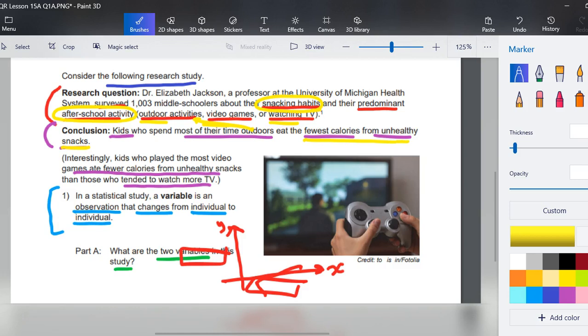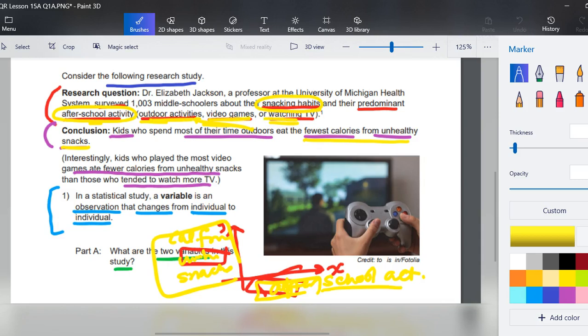So here on the explanatory, right here, after-school activity. Let's see if it would make sense if we put after-school activity here. And then over here, calories from unhealthy snacks. I think that's going to be specific yet generic enough that if we have the after-school activities, that would include outdoor, video, watching TV. And then over here, we're looking to see which one of these had the fewest calories from the unhealthy snacks.